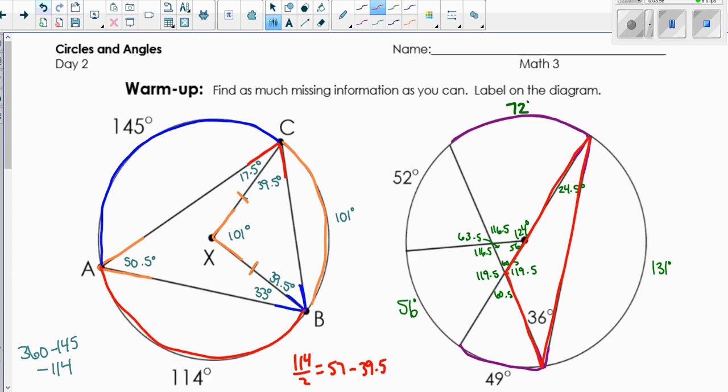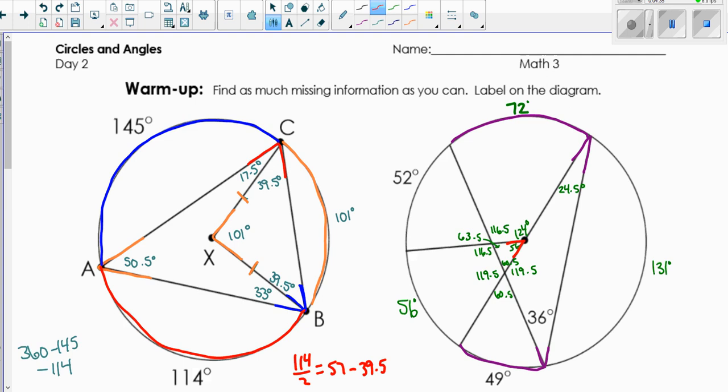I'm actually going to get rid of that because it covers up some of the numbers. If that's 119.5, vertical, so is that. These two are supplementary, so subtract from 180, which gives you 60.5. Vertical, that's 60.5. Okay. If this angle here is 56, then this is a central angle to it, so this is also 56. And if this is 56 and this is 60.5, this is a triangle, so subtract from 180. This is 63.5. Vertical, that's 63.5. Supplementary, those two are 116.5. If this is 56, supplementary, that's 124.